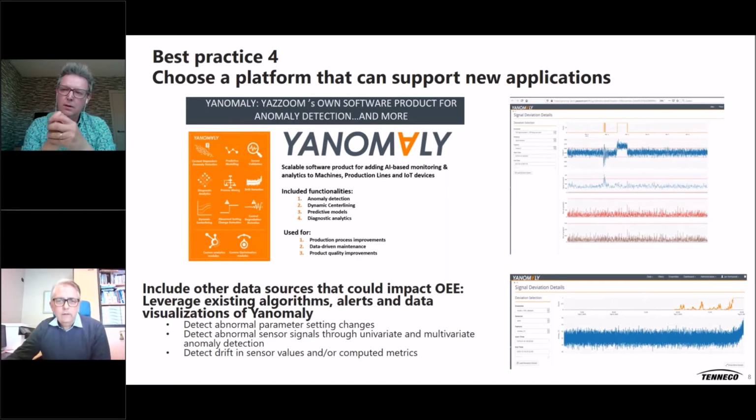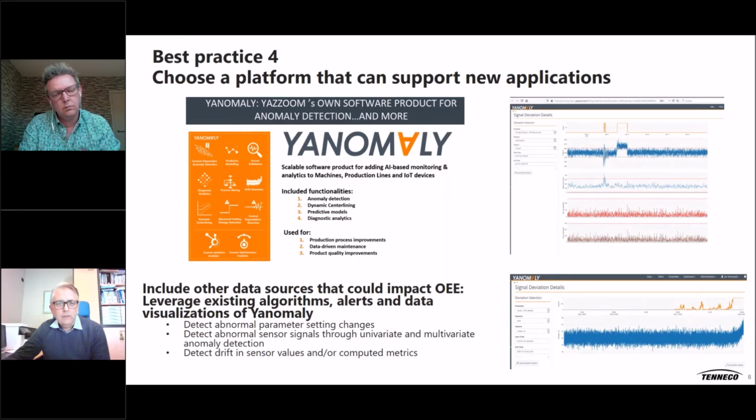Yeah, I think here is indeed an aspect where we could accelerate the progress for Tenneco by leveraging our own software product called Yanomaly, which is a specific software with different types of AI algorithms, all focused on analyzing machine data and data of production lines. For our own product roadmap, but also working with other customers, we had already implemented a whole series of algorithms that subsequently turned out to also be useful for Tenneco, and in this way speeding up the progress.